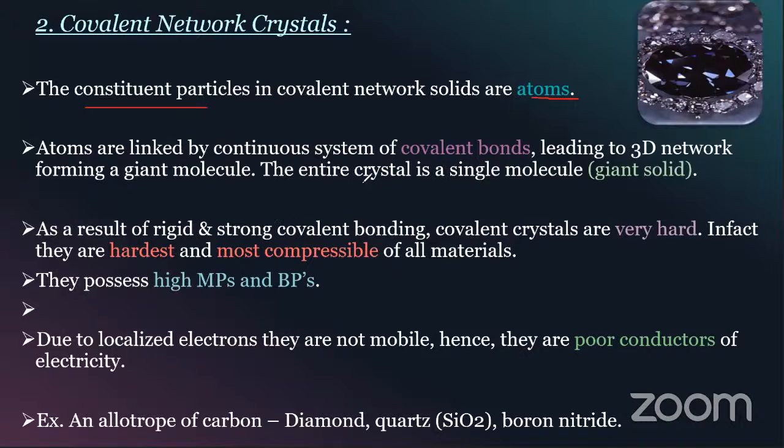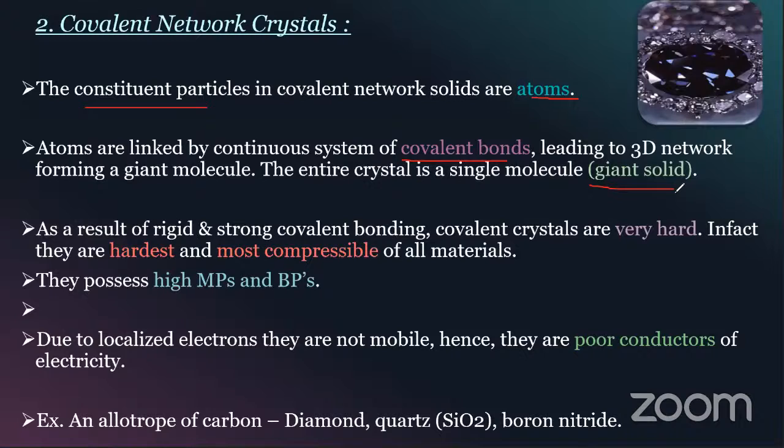Ions, very good. From the name only, right? From here, you need to remember they are atoms. Atoms are linked by a continuous system of covalent bonds. Again, covalent network means they are made up of covalent bonds, leading to a three-dimensional network forming a giant molecule. The entire crystal is a single molecule, and therefore it is also called a giant solid at times.